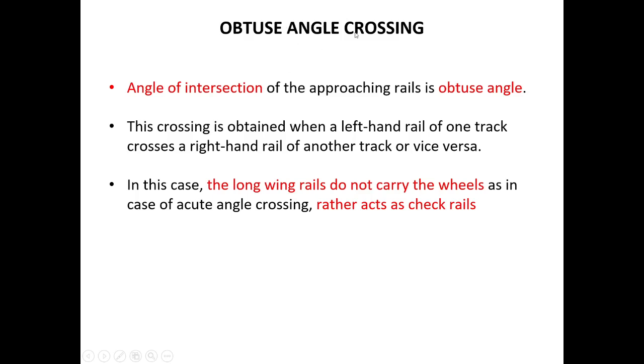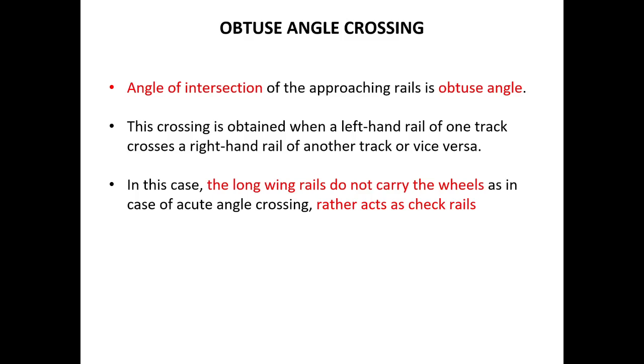But the difference between acute angle crossing and obtuse angle crossing is that in this case the long wing rails do not carry the wheels. In obtuse angle crossing, the long wing rails do not carry the wheels as in case of the acute angle crossing. Rather, they act as a check rail. Okay, clear about obtuse angle crossing?